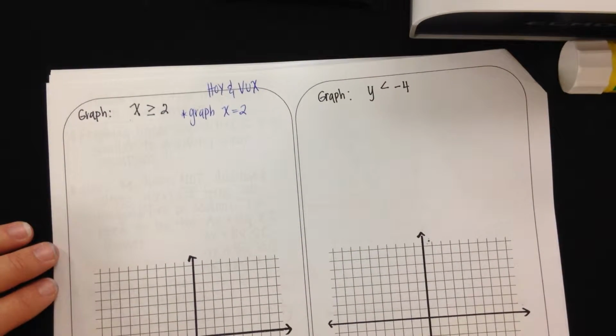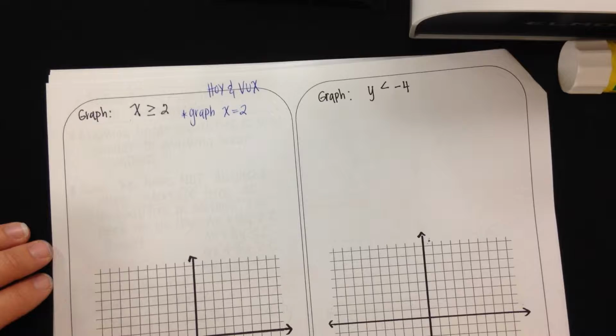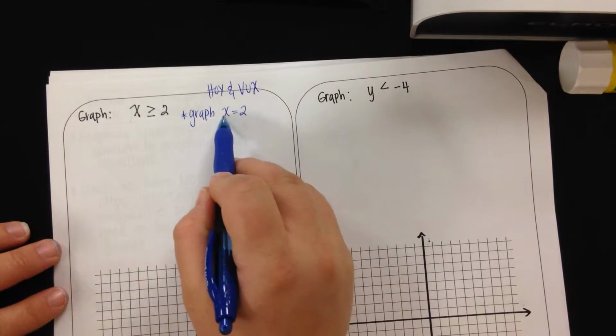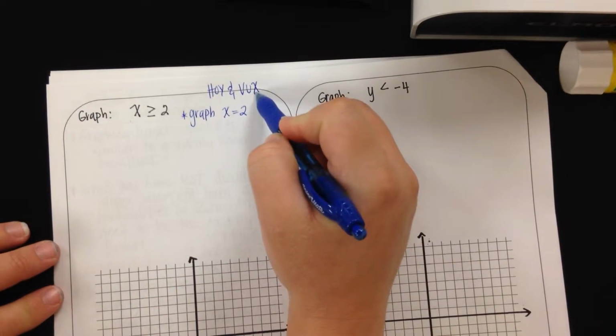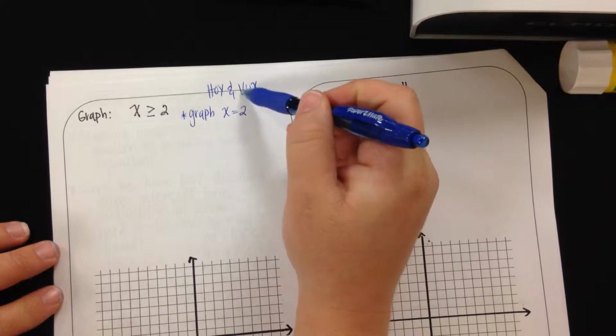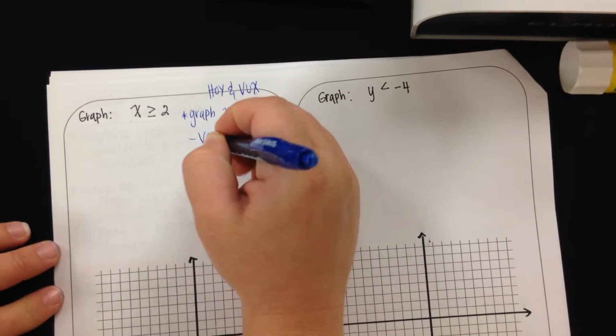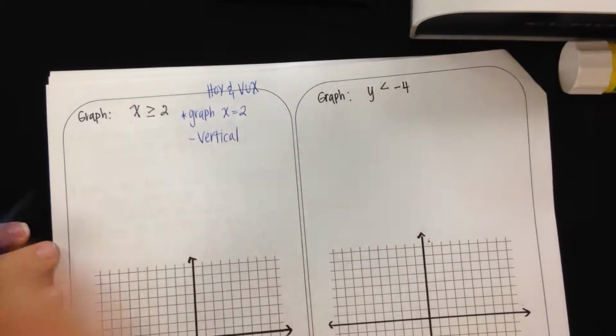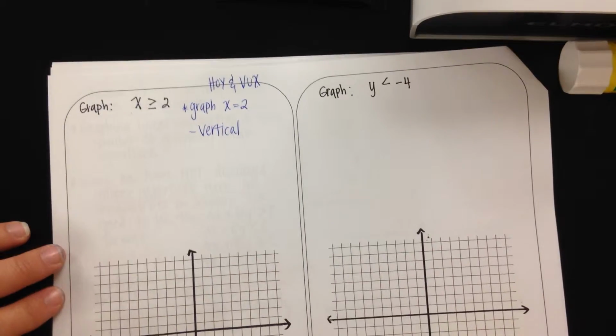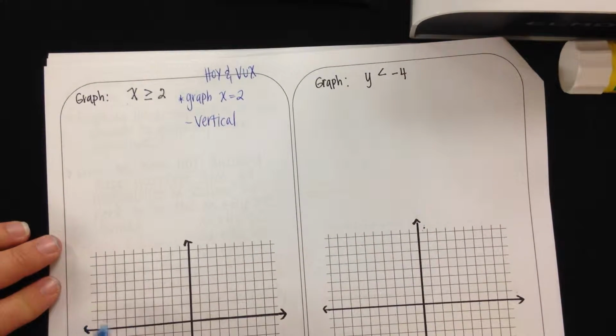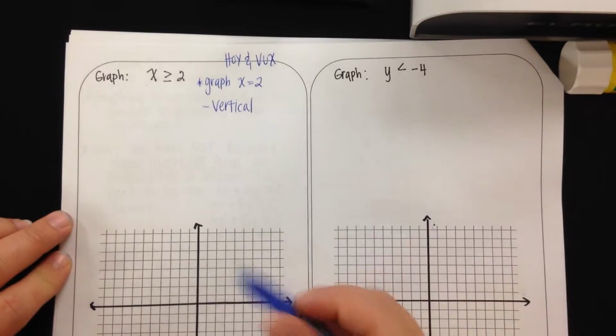Okay? Now, how do we remember if it's a horizontal or vertical line? Well, x equals 2, we're going to think of Vux. The v makes us think that it is a vertical line. Okay, it's vertical. So, the easy part about this is we're going to go to our x-axis, go over to 2.